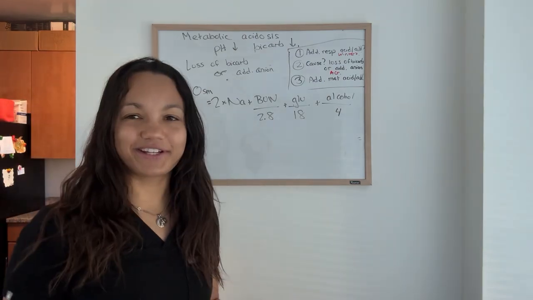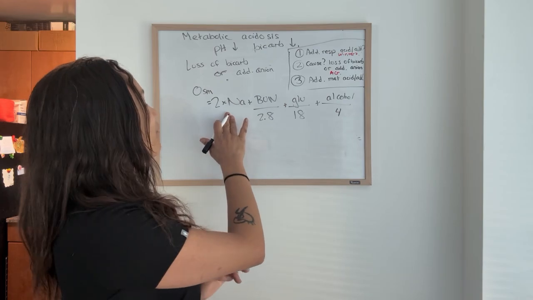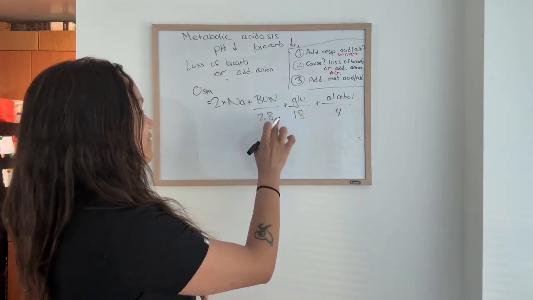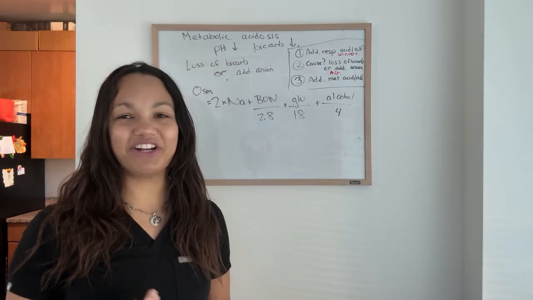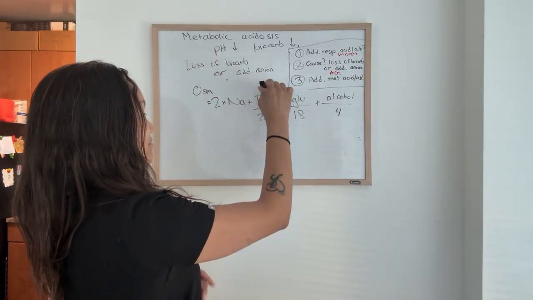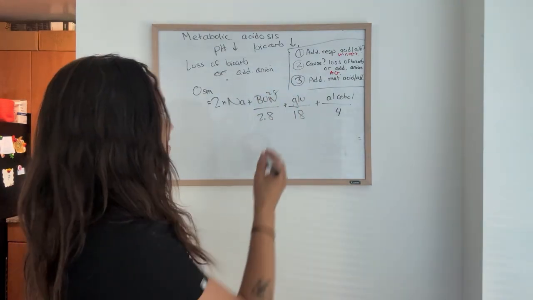How do you remember this? Because this is a lot of numbers and it used to drive me insane. 2 times sodium, I don't have a great way of remembering that one, but BUN divided by 2.8. I can imagine a normal BUN's like around 28. So I just think this BUN's around 28, I divide by 2.8. I don't know if that helps at all.